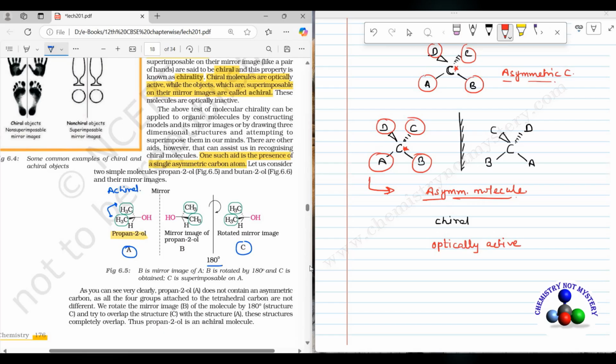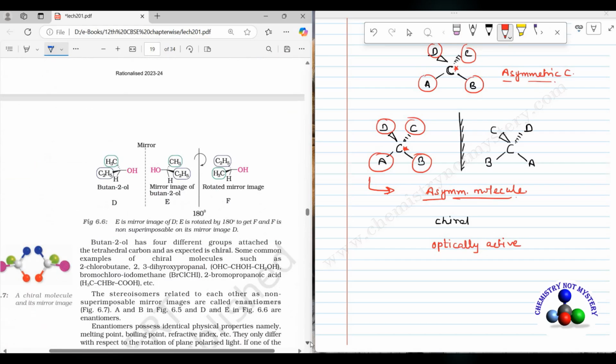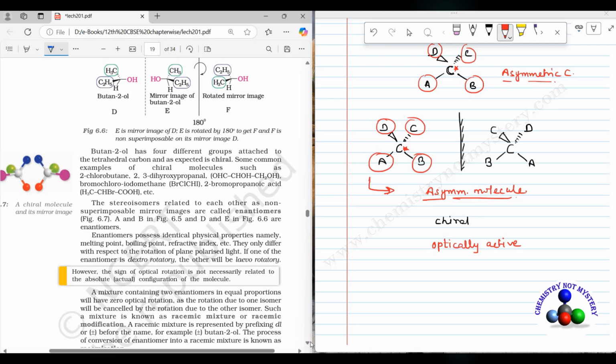We rotate the mirror image B of the molecule by 180 degrees and try to overlap structure C with structure A. These structures completely overlap, thus propan-2-ol is an achiral molecule. Now, here is the structure of butan-2-ol.